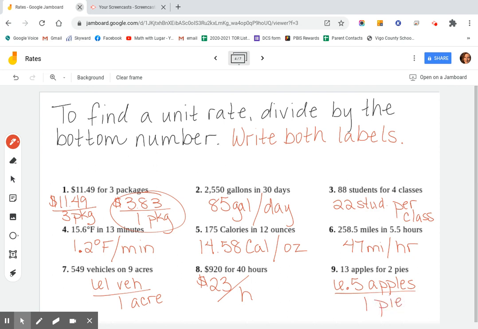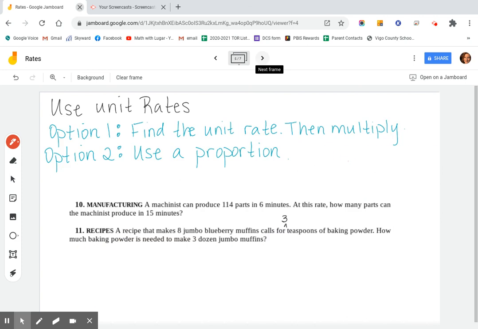Okay, so that's writing unit rates. Now let's talk about how we can use unit rates some more. There's a couple options for this. Option 1, you find the unit rate and then you multiply. So if you know how many words you can type in 1 minute, and I want to know how many words you can type in 20 minutes, I would multiply that by 20.